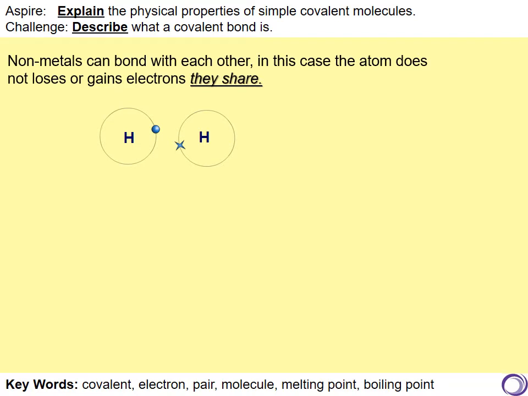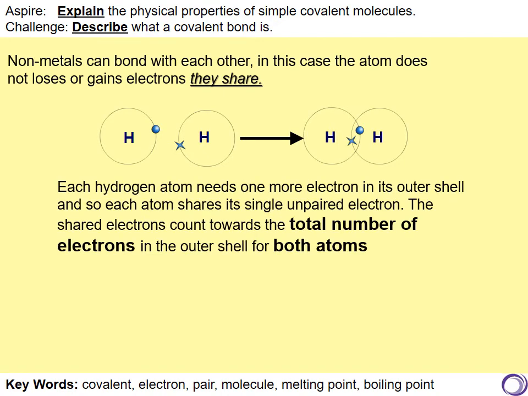So when two non-metals bond with each other, the atoms don't lose or gain electrons, they share electrons. And you can see here I've got two hydrogen atoms, each with one electron in their outer shell. And when they bond, those outer shells overlap and they share their outer electrons. The shared electrons in the overlap will count towards the total number of electrons in the outer shell for both atoms.